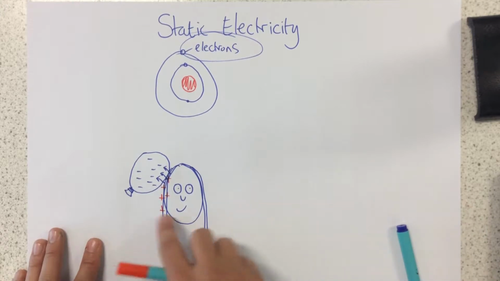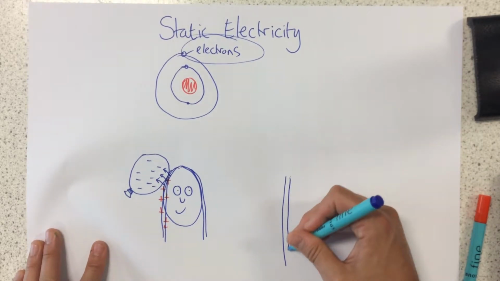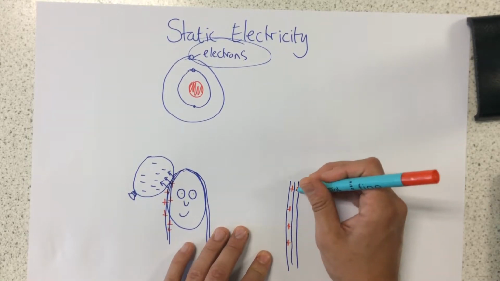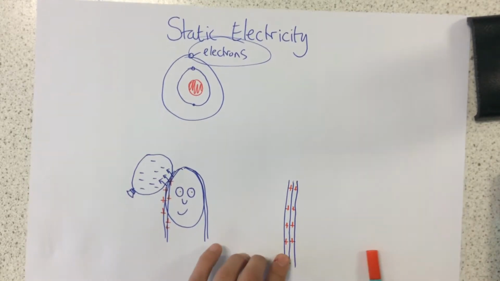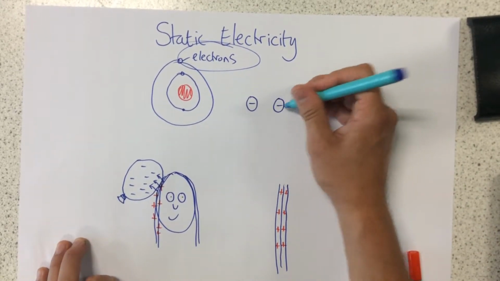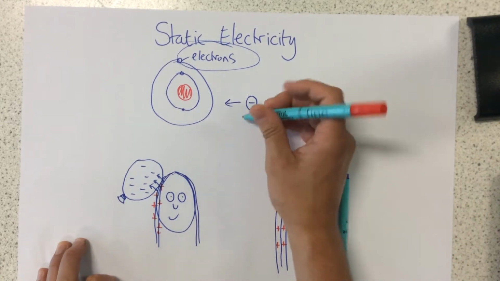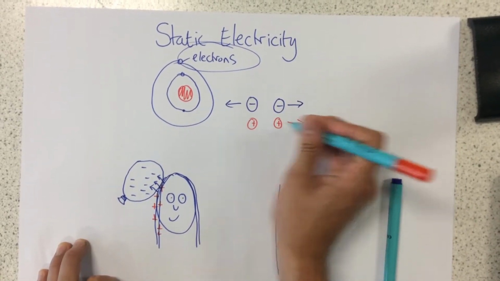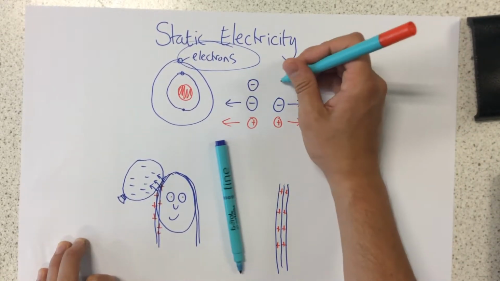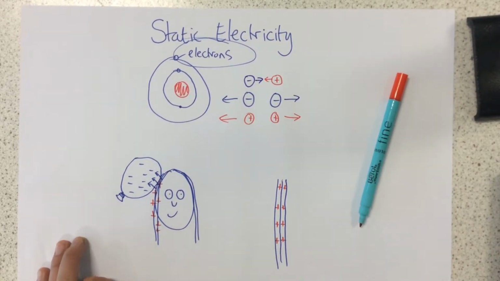So this is why, if I was to zoom in onto a couple of strands of this person's hair, I'd see that they were both positively charged because they've lost electrons. Now comes the next important piece of information. If we've got two things of the same charge, they will always repel each other. Whereas if we have two things of the opposite charge, they will attract each other. And this is a really important part of static electricity.